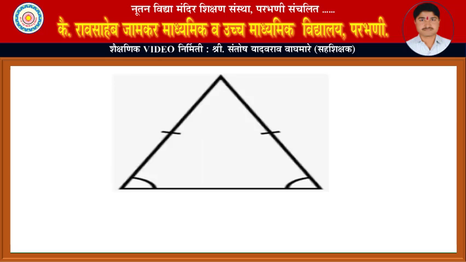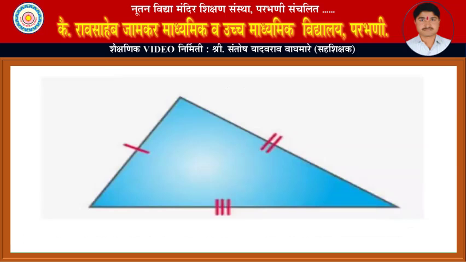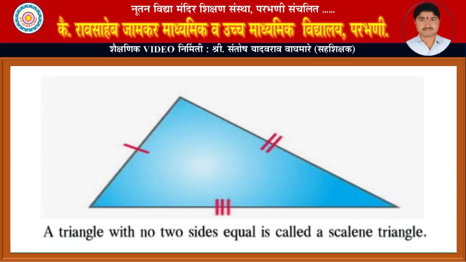In this triangle, you can see two sides are marked equal. So, such a triangle is called an isosceles triangle. A triangle with two equal sides is called an isosceles triangle. In this triangle, you can see none of the sides are marked equal, all are different. That means none of the sides are equal. Such a triangle is called a scalene triangle. A triangle with no two sides equal is called a scalene triangle.